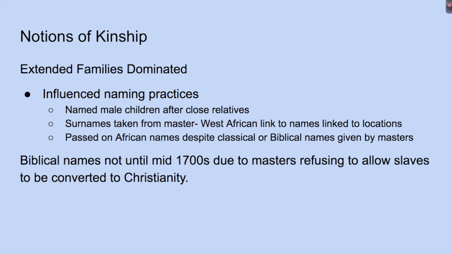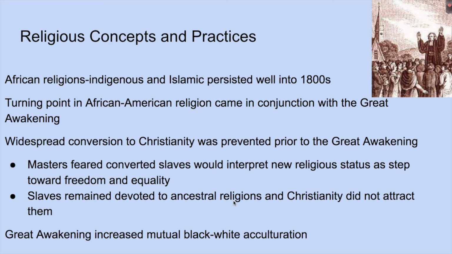Biblical names don't become common until the mid 1700s, and that's because before that time, masters refused to allow slaves to be converted to Christianity. African religions, such as indigenous religions and Islam, will persist well into the 1800s. We start to see a lot more African Americans converting to Christianity, and that's going to happen around the time of the Great Awakening, which was a big spiritual revival in the late 1700s, early 1800s.